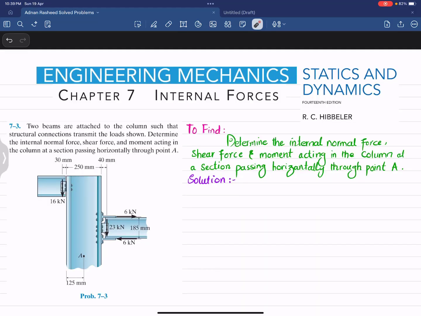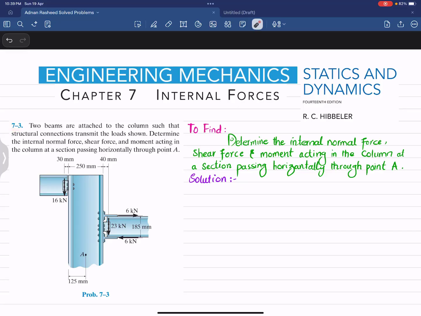Welcome back. In this video, we are going to solve problem 7-3, which is taken from chapter number 7, Internal Forces, and the book name is Engineering Mechanics, Statics and Dynamics by R.C. Hibbeler, 14th edition. The statement is: two beams are attached to the column such that the structural connection transmits the load shown. Determine the internal normal force, shear force, and moment acting in the column at the section passing horizontally through point A.